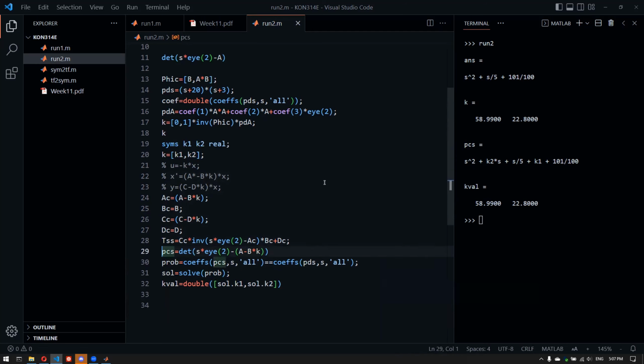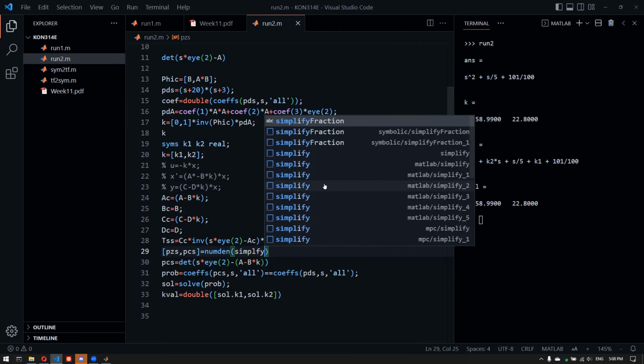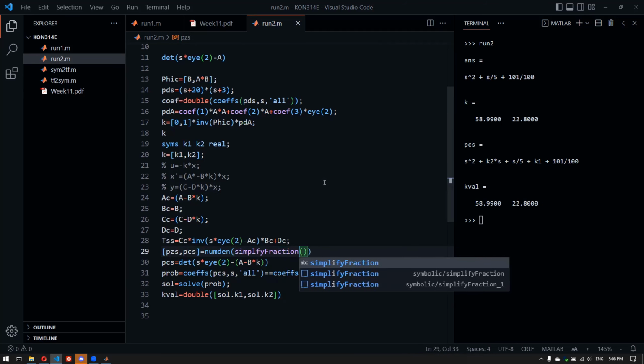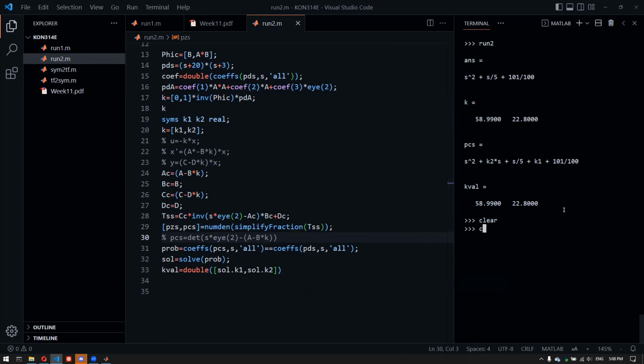Once that's done, we are almost there. Now what we need to do is get the numerator and denominator, or PZS and PCS, use num, then maybe simplify stuff, even fraction, TSS, simplify, there we go. Then I don't really have to do this. So let's run it again. And we messed up stuff.